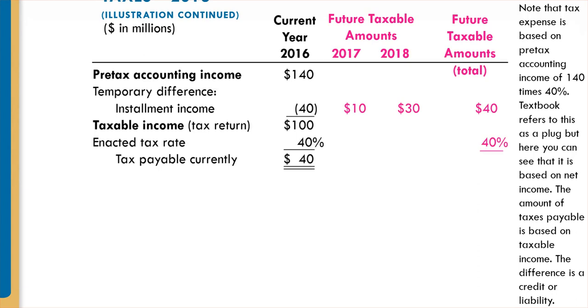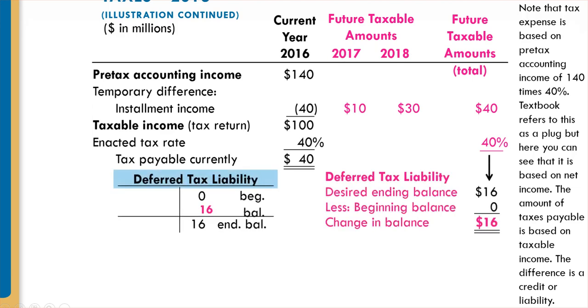When we do this and we do our calculations, the enacted rate for the current year is 40%, but it also happens to be the rates that are going to be enacted today that are the rates for 2017 and 2018. So what we do now is we are going to create a combined deferred tax liability that really needs to have a beginning balance of 16.